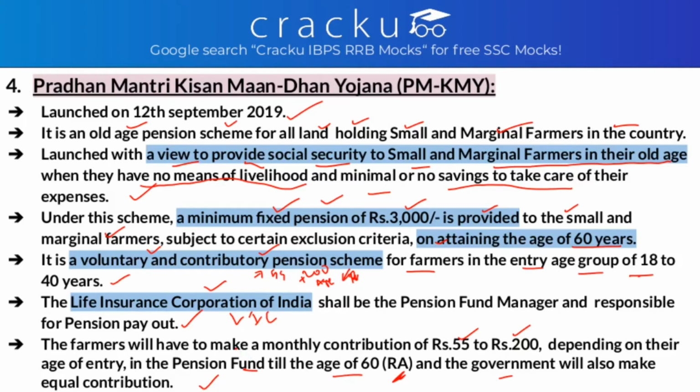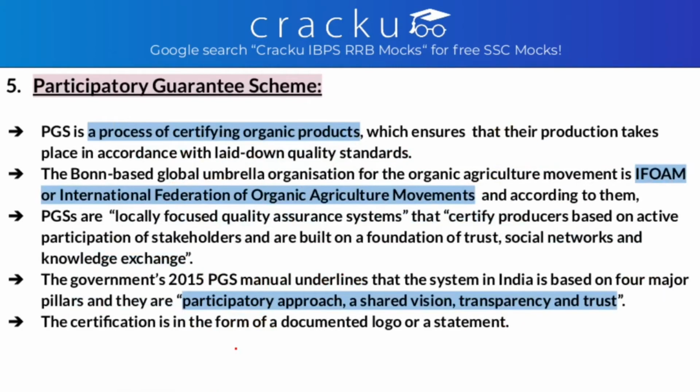After this, let's see what is the Participatory Guarantee Scheme. This is the process of certifying organic products, like you can see in the first line. PGS is a process of certifying organic products which ensures that their production takes place in accordance with laid down quality standards. So simply, this is a process of certifying organic products. Remember this line.